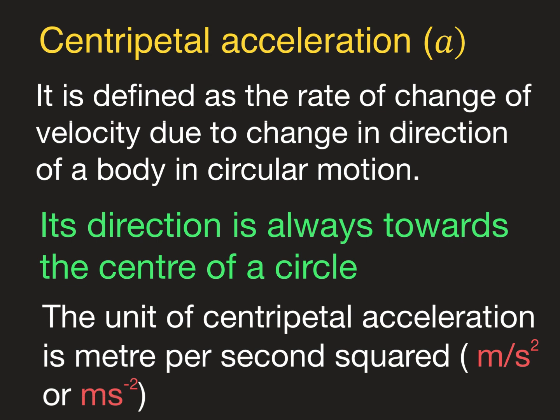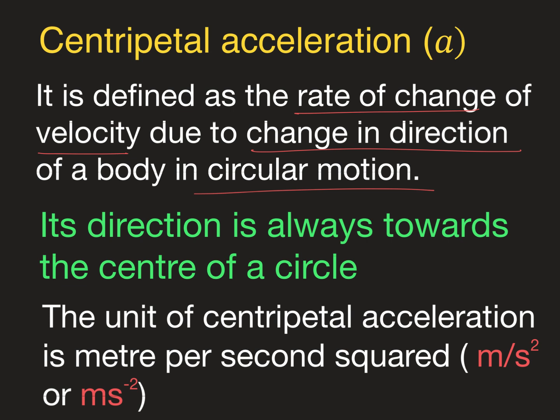It is defined as the rate of change of velocity due to change in direction of a body in circular motion. The rate of change of velocity due to change in the direction of a body in circular motion. So you know that for a body that is moving in circular motion, the direction is always changing in order to assume that circular orbit or that circular track.